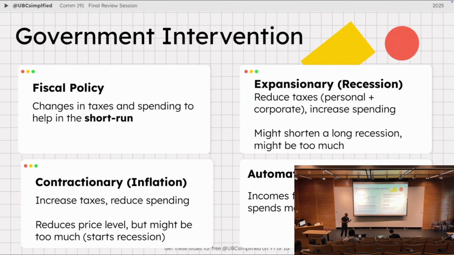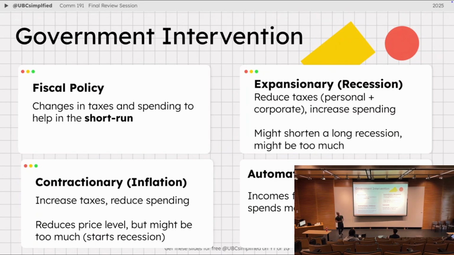But it might be too much. They might overshoot it, and it could also increase prices, increase inflation by having too much money within the economy. On the flip side, if we're in an inflationary gap, they'll increase taxes and decrease spending, and this could reduce the price level, but again, it might be too much. So they might overshoot it and then cause a recession.